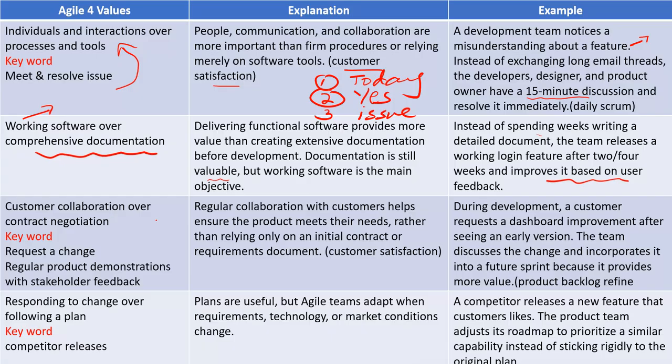Third is customer collaboration over contract negotiation. If the question comes in the exam, you have to see if these keywords are there: request a change, regular product demonstration with stakeholder feedback. It means they are talking about customer collaboration over contract negotiation. What does it mean? Again, customer satisfaction is the priority in agile, so we have to communicate with our stakeholders and customers on a regular basis. When we complete one part of the product or project, we have to demonstrate it to the customers, and the customers will give us feedback.